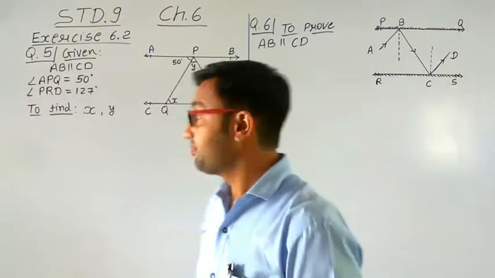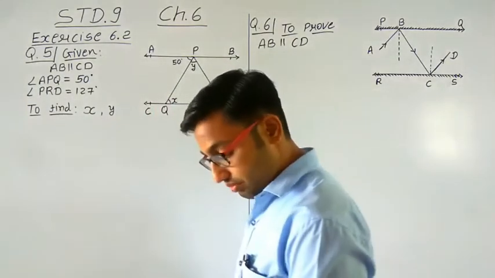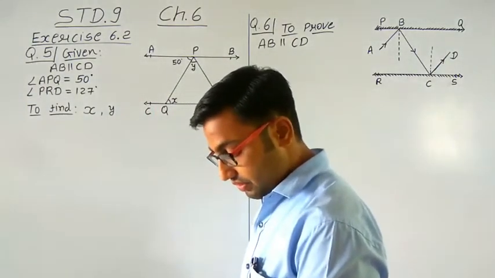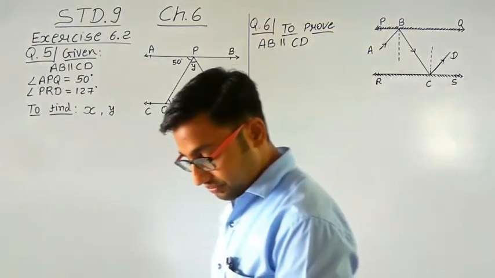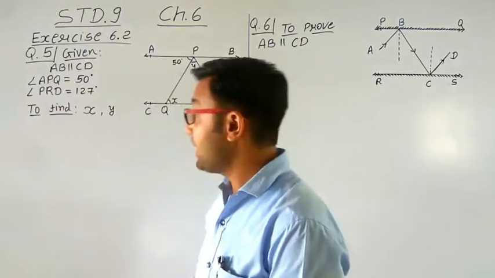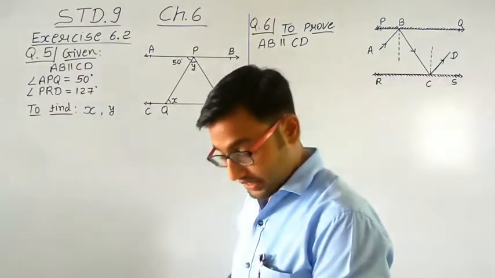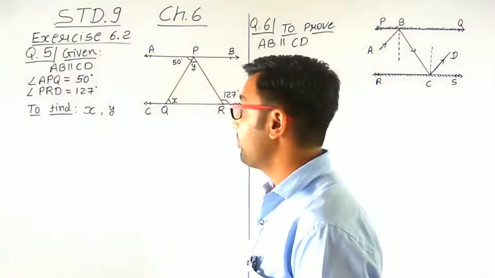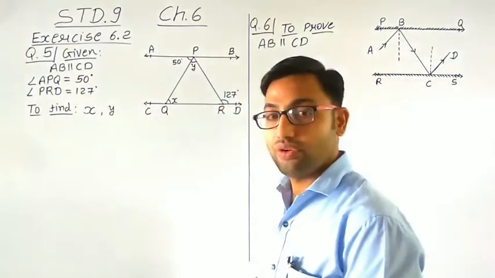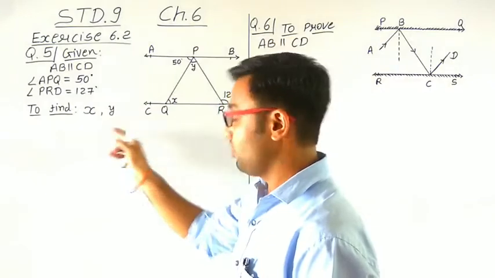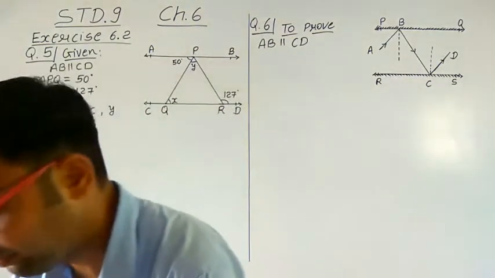Question number 5 is, here we have given one of the diagram in which line AB is parallel to CD, that we have given, and angle APQ that we have given is 50 degree. Angle PRD we have given is 127 degree. We have to find the x and y. Here we have to find out the value of x and y.